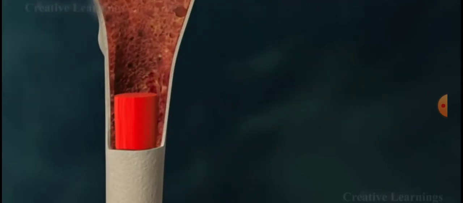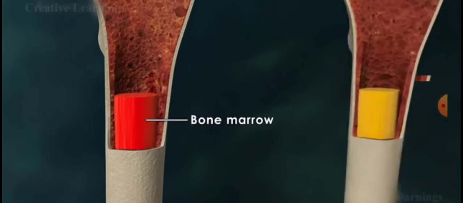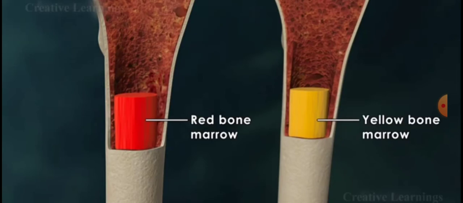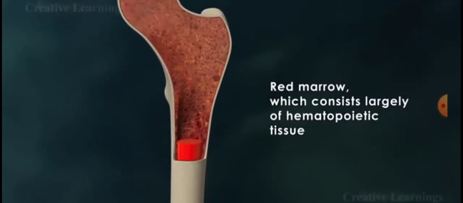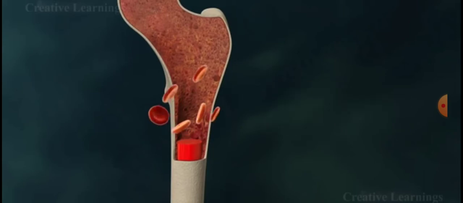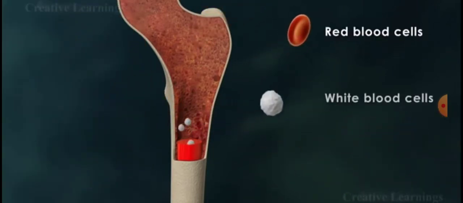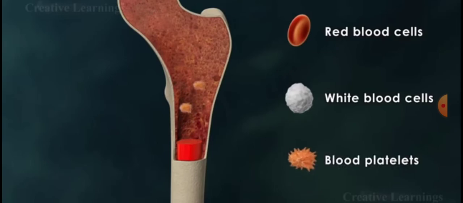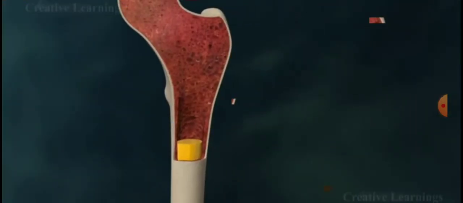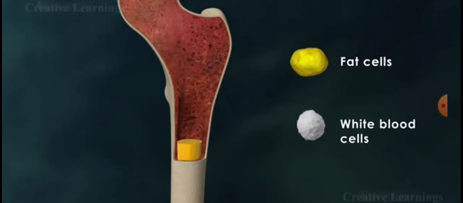Inside the bones can be found a soft, spongy tissue known as bone marrow. There are two types of bone marrow, red and yellow. Red marrow, which consists largely of hematopoietic tissue, is responsible for the production of red and white blood cells as well as platelets. Yellow marrow consists largely of fat cells and produces some white blood cells.